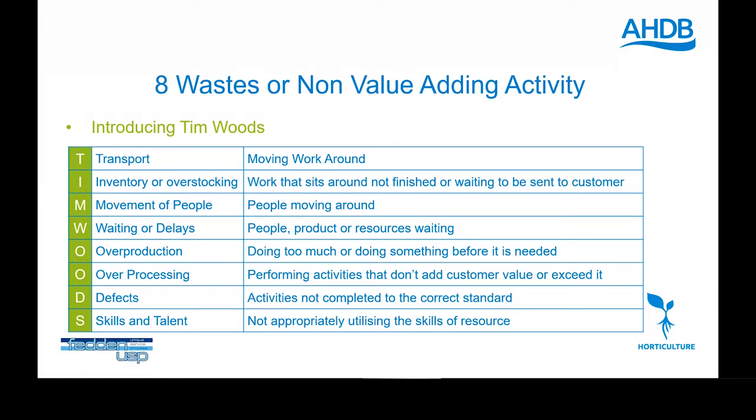Over-processing is doing more than the customer wants, so exceeding the value. Defects are if things aren't completed to the correct standard or the processes are taking time doing checking. And skills and talents is the final one. It doesn't quite fit the same model, but again, back to the experience with Toyota, we found that people's skills were not being utilized appropriately.